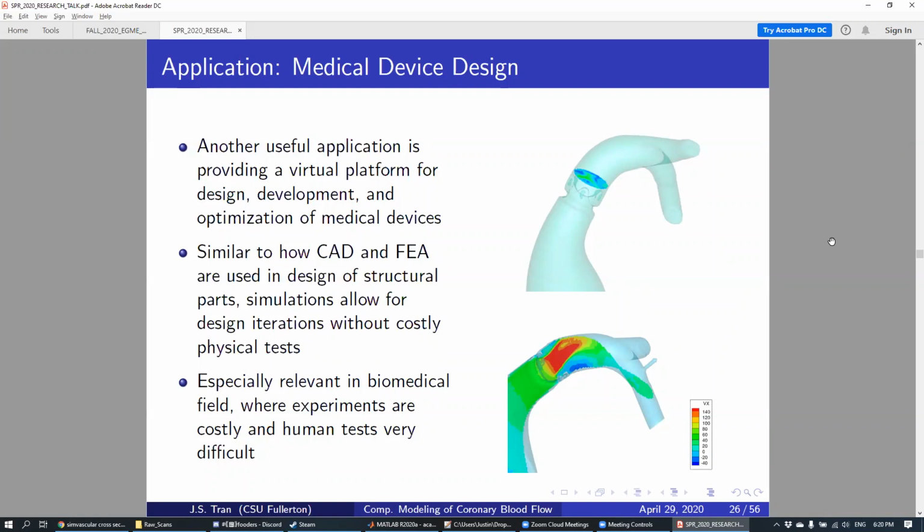Just like we've seen in the aerospace industry, or in every other one, these simulations can take the place of very expensive prototypes and very expensive tests. This is especially useful in the biomedical field because running experiments with real human subjects can be very costly, and they can carry a lot of risk too. So being able to simulate these on a virtual platform is very, very useful.